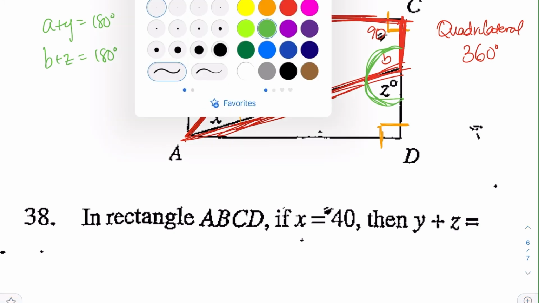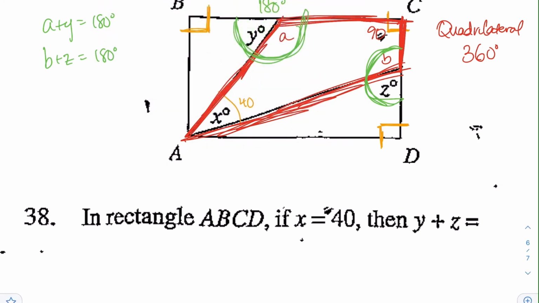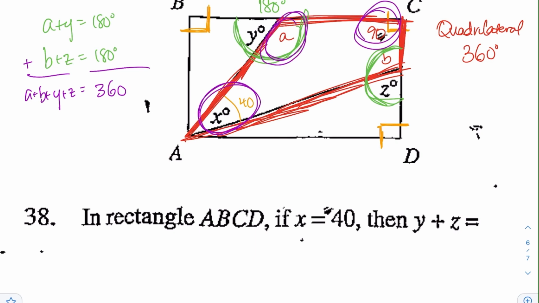So once you have that, if you add everything up, you have A plus B plus Y plus Z is equal to 180 plus 180, or 360. Now the other piece of info you can use is that 40 plus A plus 90 plus B is our quadrilateral. So 40 plus A plus B plus 90 is equal to 360 degrees.